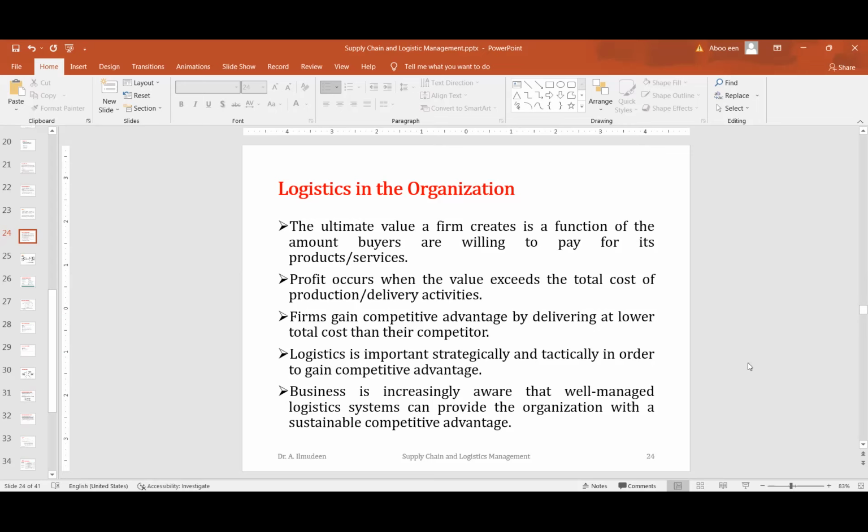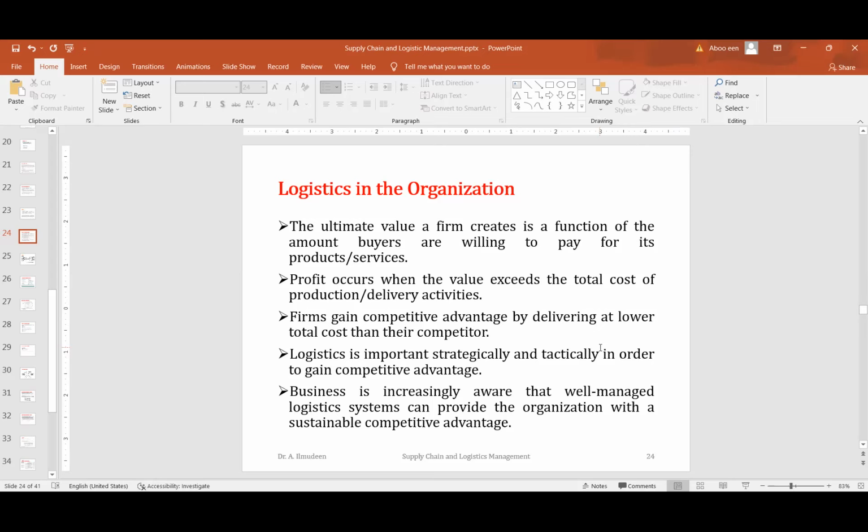Business is increasingly aware that a well-managed logistics system can provide the organization with a sustainable competitive advantage. The organizations are aware that a well-managed logistics system can provide a longer period of competitive advantage in the market, because compared to other competitors, our logistic management is very effective. We have a sufficient number of distributors and intermediaries in the market.